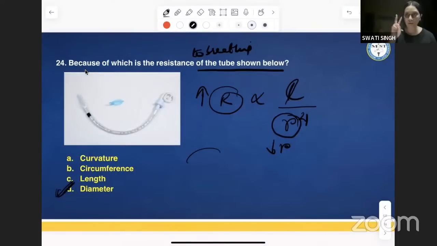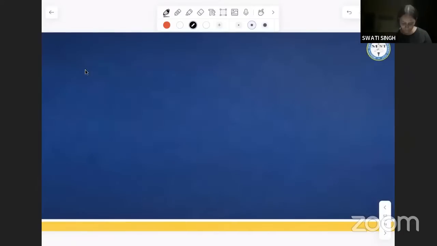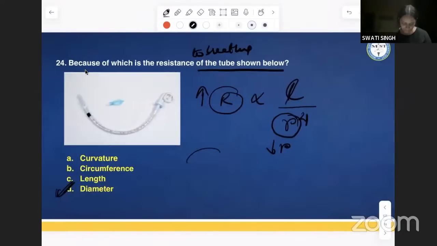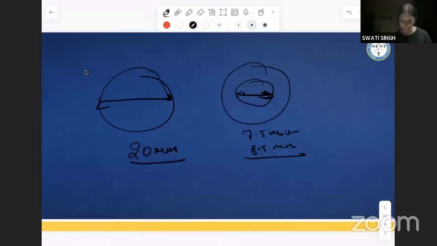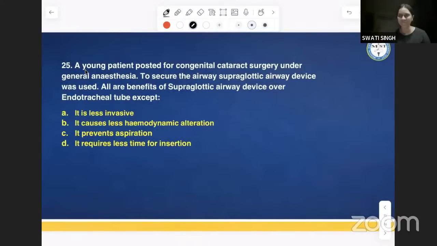Again, an expected question. Twice in your exam, it has been asked. Again, it can be asked. So go for the answer as diameter. Even circumference is the outer diameter. Don't bother about that. You will have to answer diameter or radius. Got it? Okay. Okay, next, last question.